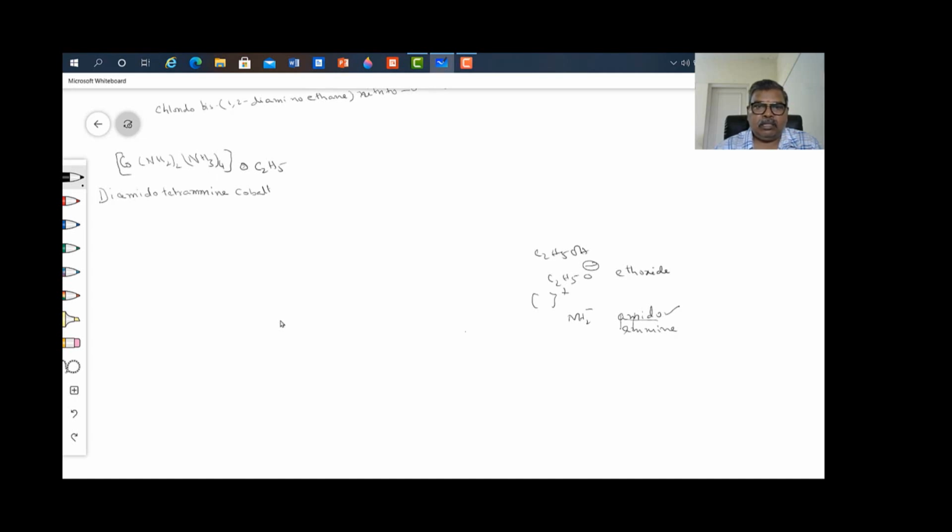What is the oxidation state of cobalt here? X plus 2 into minus 1 plus 4 into 0, plus ethoxide ion 1 into minus 1 is equal to 0. So X equals minus 2 minus 1, therefore plus 3. So write down Roman number 3, and then ethoxide, the name of the anion.